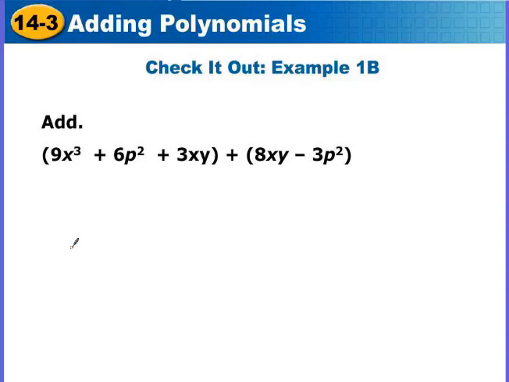Okay, let's see how you did. So look inside this set of parentheses. It's all good. This set, not good. So I change this subtraction to addition, the 3p squared to a negative.